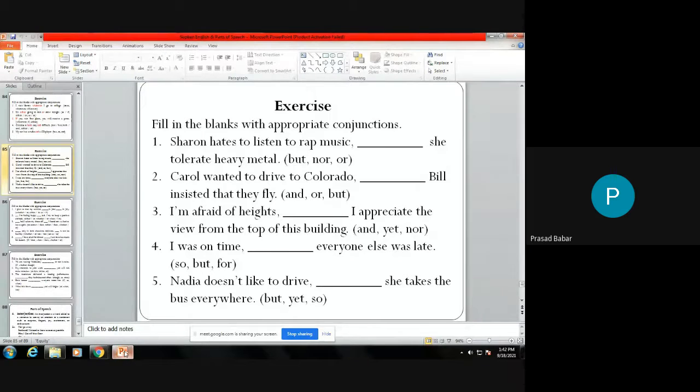So which will be the correct option here? Tell me. Yes. But is the correct option. Okay. Carol wanted to drive to Colorado.